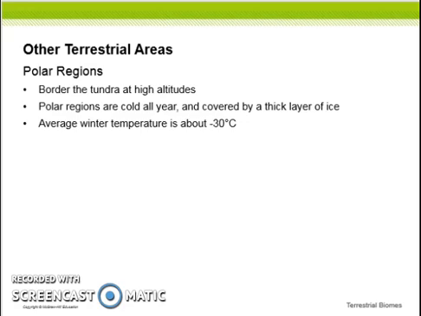Polar regions. They border the tundra at high altitudes. Polar regions are cold all year and covered by a thick layer of ice, and the average winter temperature is about -30 degrees Celsius. Make sure you copy that down, and that concludes this lesson.